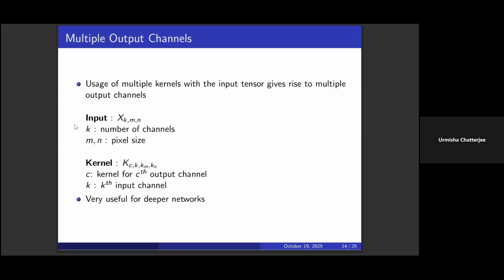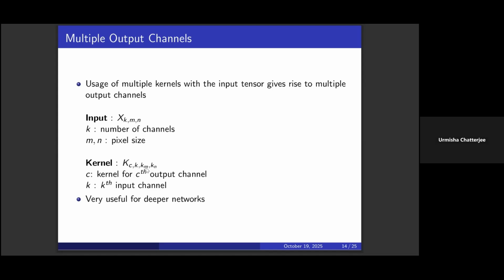So to generalize it, suppose now our input is three-dimensional, that is k by m by n. K denotes the number of input channels. So if it's grayscale, then it's 1. If it's RGB, it's 3. M by n is the pixel size. Then the kernel. If I want, say, c many output channels, I'll use a four-dimensional kernel c by k by km by kn. C denotes the number of output channels that I want, and k is the number of input channels. Km by kn is the kernel size that I'm using.